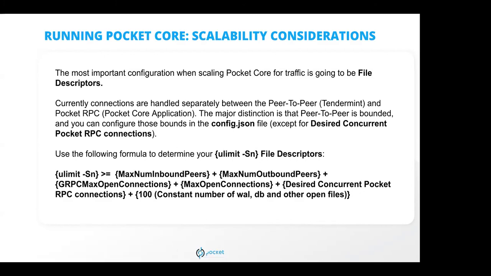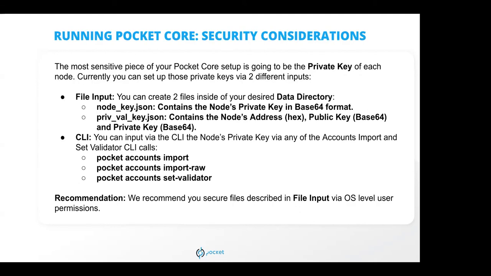So moving forward, last but not least, are the security considerations for Pocket Core. Right now, as per version RC 0.4, there are two ways to input your private key. One is more known because that's the one we have in the documentation. And the first one, the file input, is very recent and we still haven't documented it. But we're in process of doing so, which is why I wanted to share it with you.